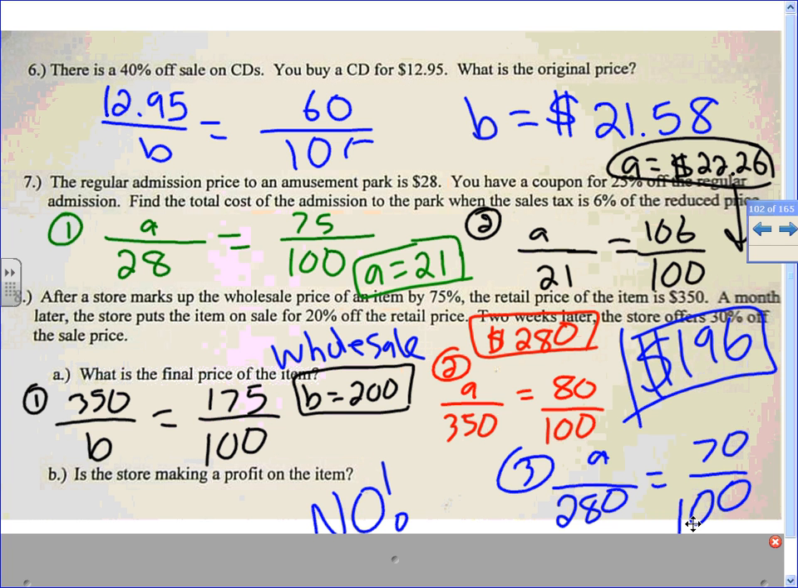Are you listening? You don't need the 200 for this. The 200 is for part B. All you need are these two steps to get 196. Are you confused on how to set up the proportions? Okay, I literally just explained this. All right, if you think of something more specific, ask.